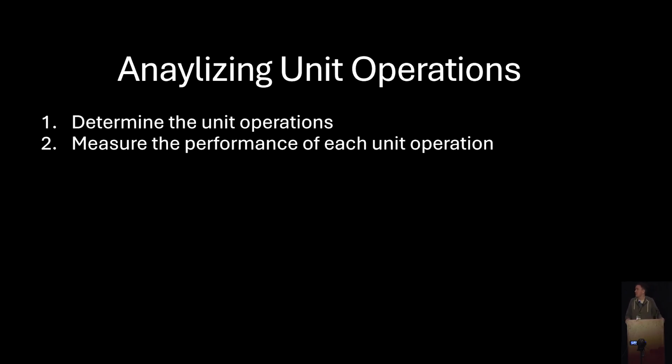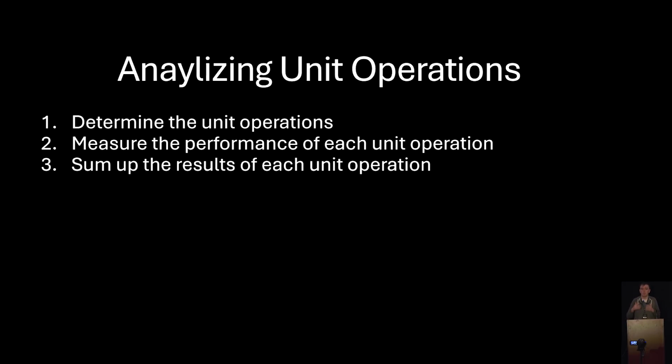So how are we going to use unit operations? What are the steps? The first step is we're going to determine the unit operations that are involved. The next step is we're going to measure the performance of each unit operation. Once we do that, we can sum up the results and have an estimated performance for the whole end-to-end application. Finally, we can do some iteration here. So we can see, okay, where can we improve? Maybe there's a better algorithm we can use or a better general approach. Maybe we don't want to do a certain series of unit operations. Maybe we just get rid of them entirely.